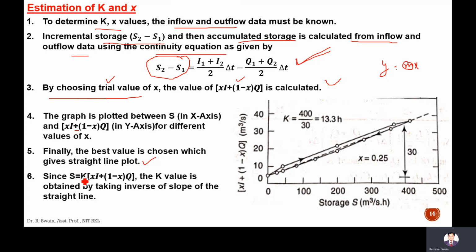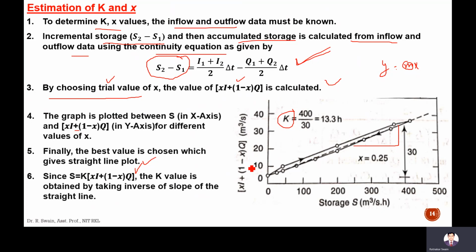Here S equals K times [x I plus (1 minus x) Q]. This is the Muskingum equation. It is in the form y equals mx. Since S is taken on the x-axis and y is on the y-axis, the value x I plus (1 minus x) Q is taken. So the K value will be obtained by taking the inverse of the slope of the straight line.